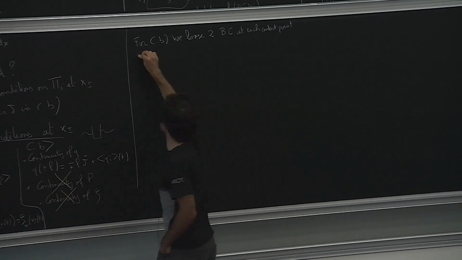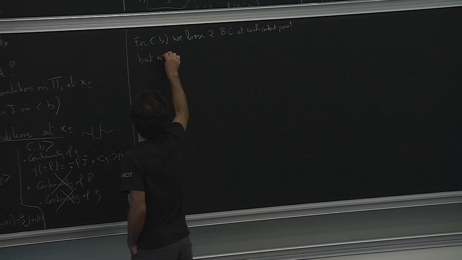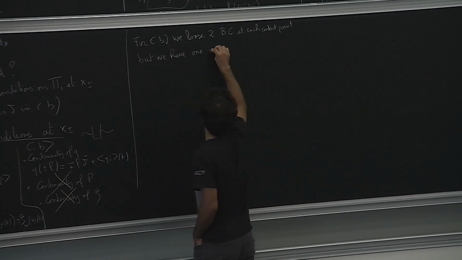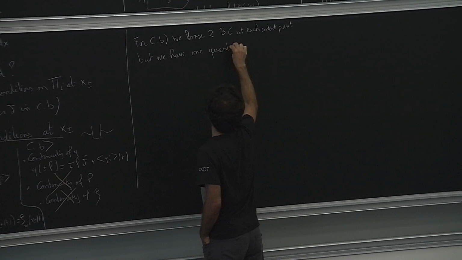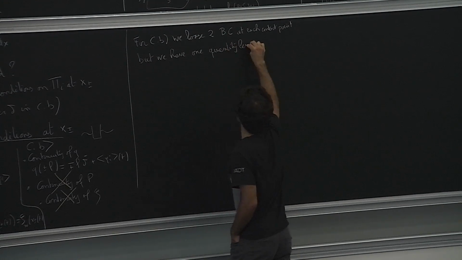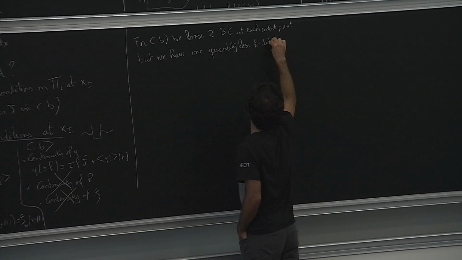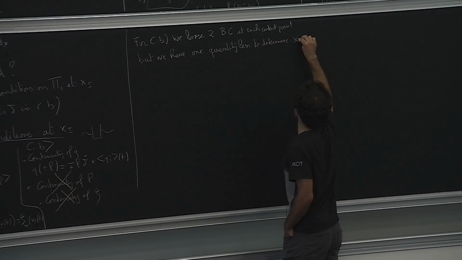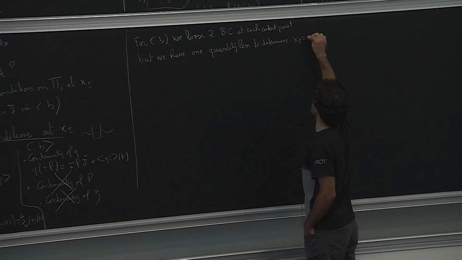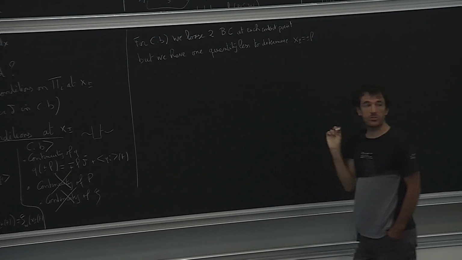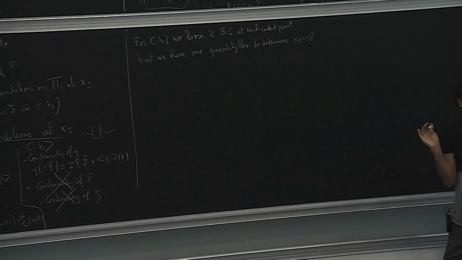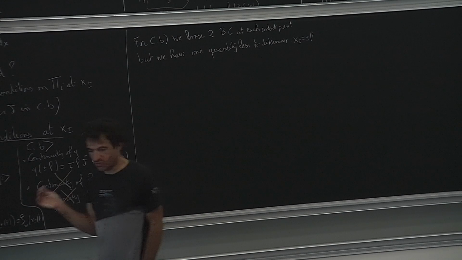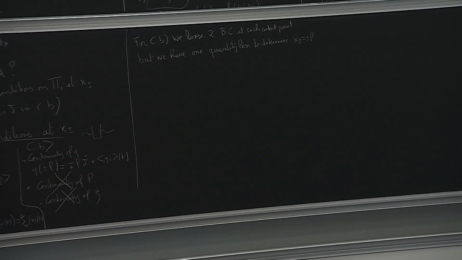But we have one quantity less to determine, and this is because we have that x plus minus is equal to plus minus L. So this is no longer a free boundary problem. Okay, so two boundary conditions less, one condition less to compute.